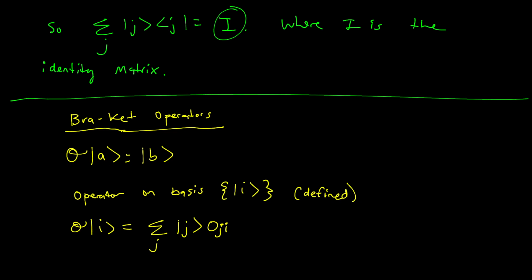So based on this, the sum over all j of |j⟩⟨j| has to equal the identity matrix. Next, we'll talk about operators, where an operator operating on a ket vector A gives you the ket vector B. Let's define the effect of an operator on a basis ket vector |i⟩, where O operated on |i⟩ equals the sum over all j of |j⟩ times O_ji.